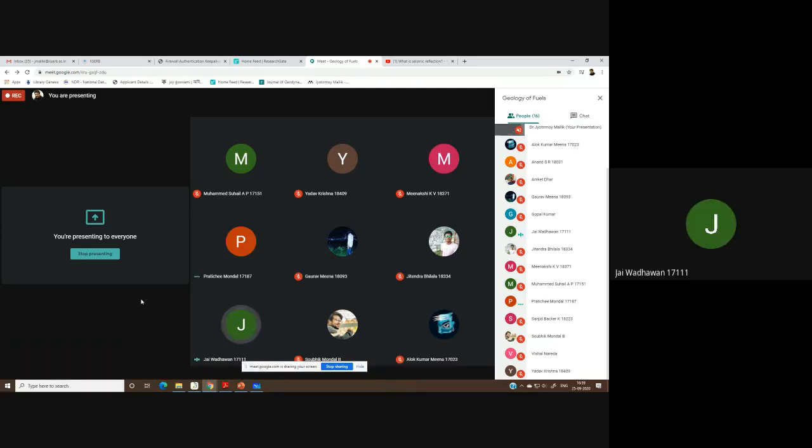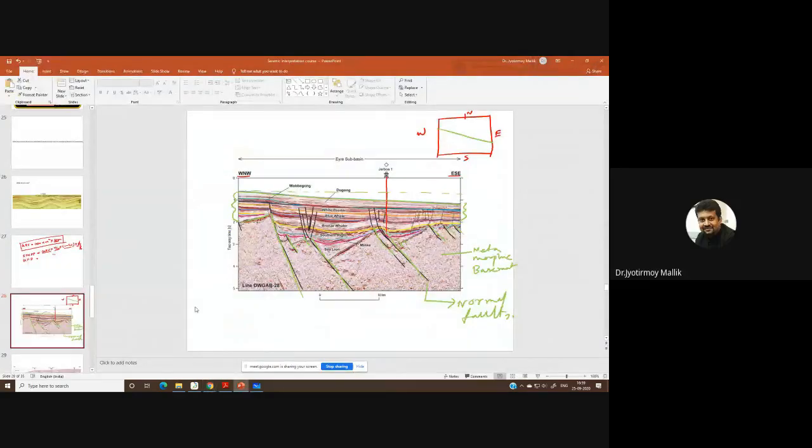So can you show the slide once? Yeah, so domino type, because they are dipping in the same direction, right? So perhaps there was one unidirectional extension, if you remember, right?